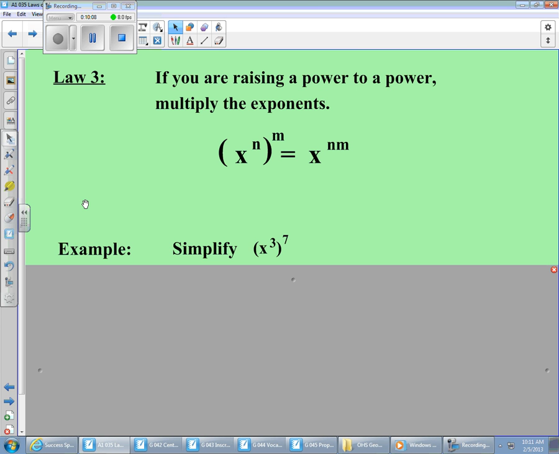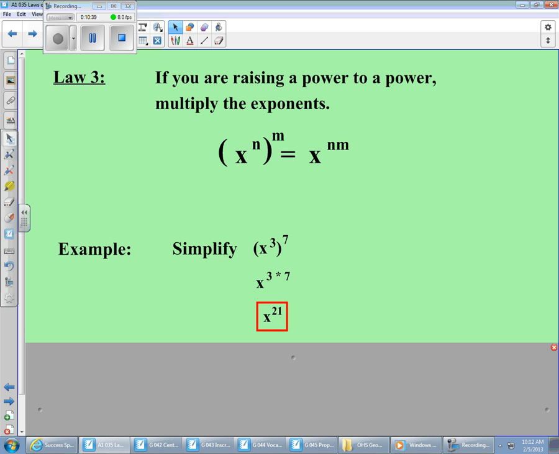Okay, this one's pretty easy to understand. Let's look at this little example here real quick. Let's say we have x to the third, which is then raised to the seventh. Okay, so on a problem like this one, you need to recognize that we have something being raised to a power, which is then raised to another power. Okay, this is a multiplication issue. Okay, so we've got x to the 3 times 7. What's 3 times 7? 21. There you go. Okay, so this is x to the 21st power.